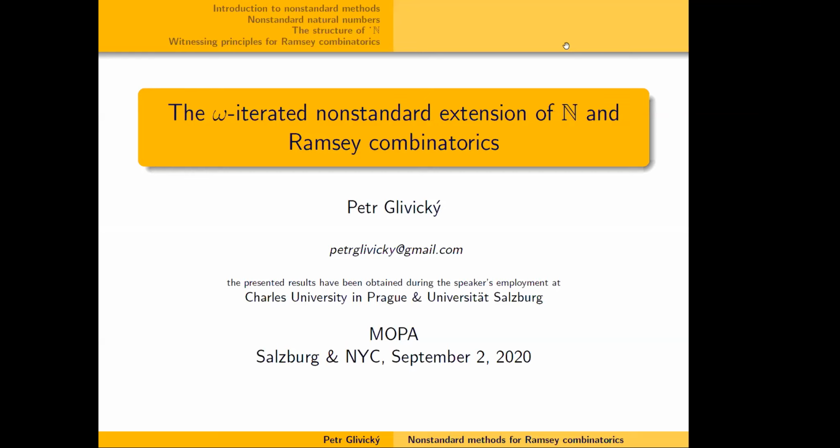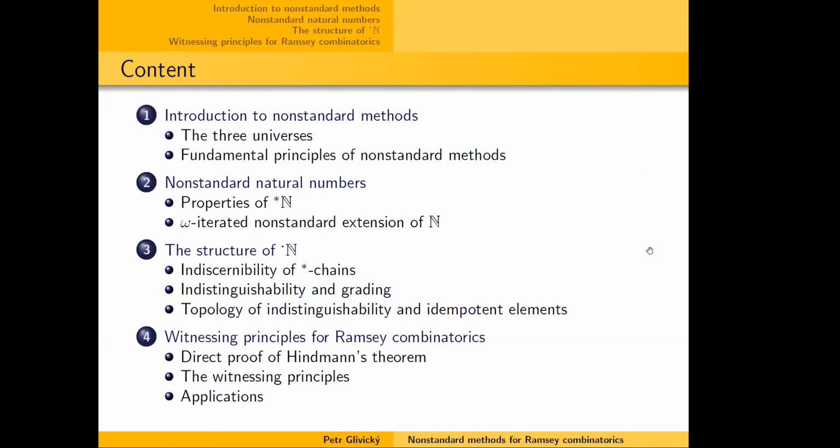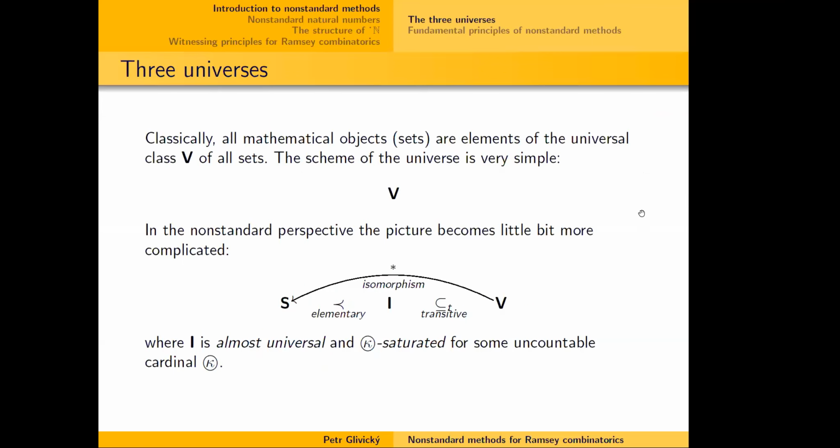And today I will be speaking about non-standard combinatorics, or non-standard theory of Ramsey combinatorics, and most of all about the structure of the omega-iterated non-standard extension of the natural numbers. So I start very simple for everybody, even if you don't know much about non-standard methods or non-standard analysis. I will go very quickly through, but I will say most of the important stuff.